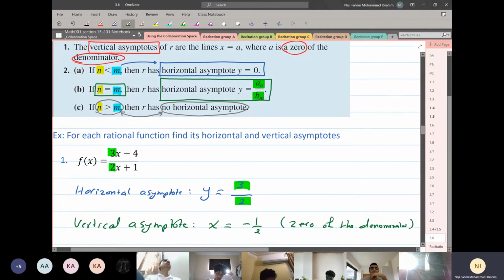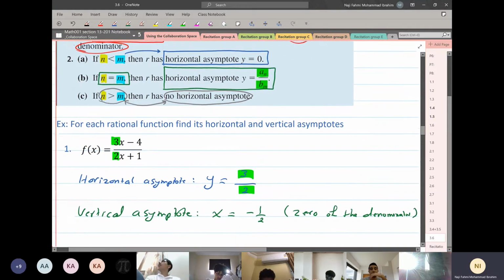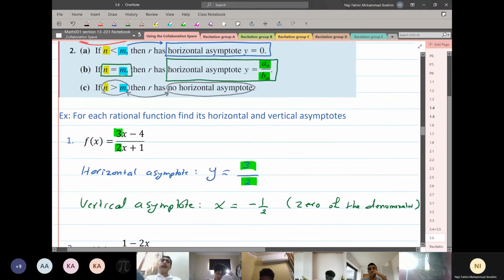If you have a question on any of these two, raise your hand and I will answer yours. Okay, nothing, I'll move to the next example.